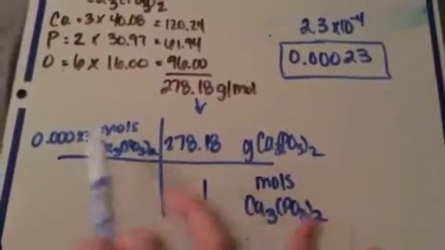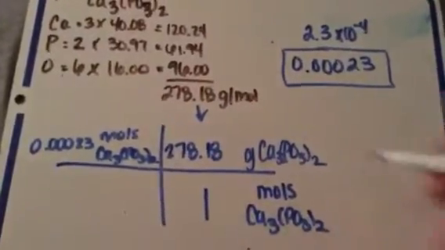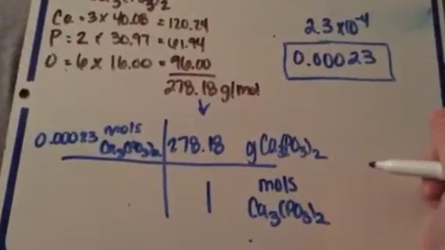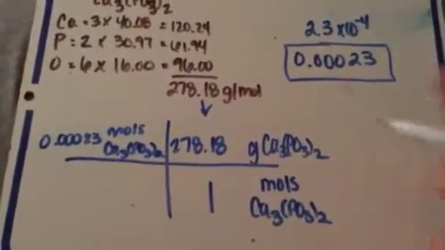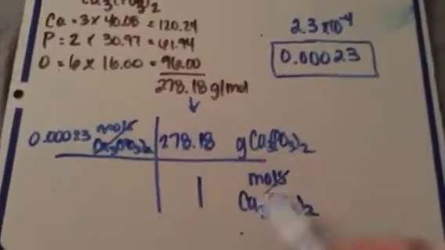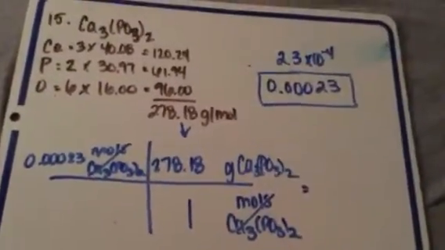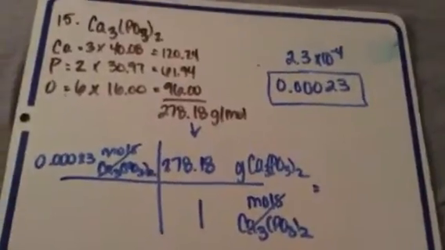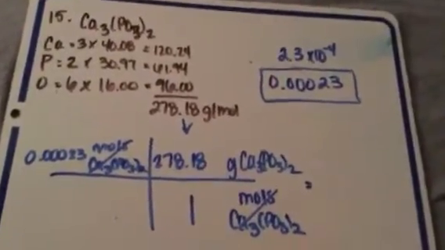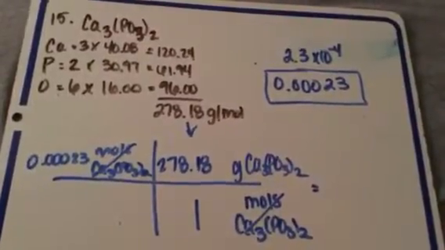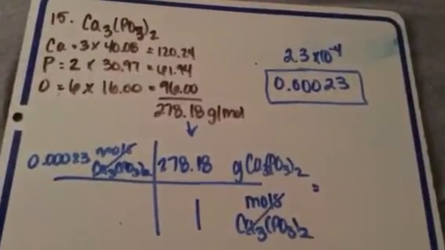We always multiply numbers across the top and divide them across the bottom. But first, we have to cancel out our units. So we're going to look for the units that are the same on the top and the bottom, and that's going to be moles. So I'm going to cross those out right quick. And then I'm just going to punch in my calculator 0.000234, and I'm going to multiply that by 278.18.